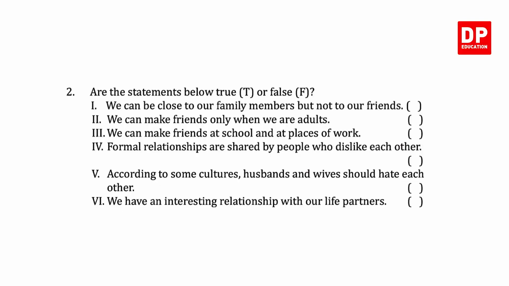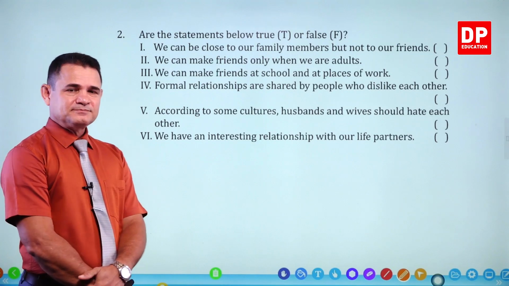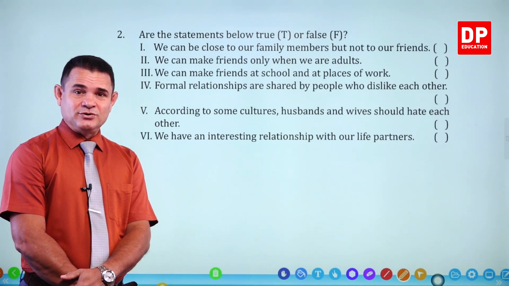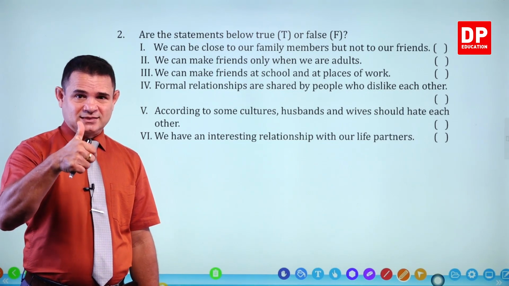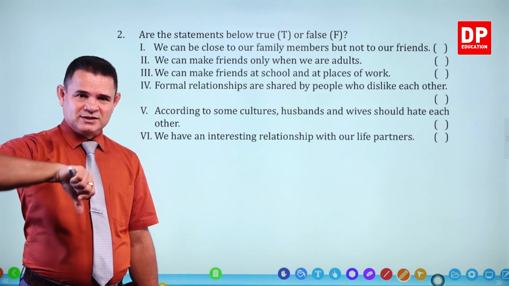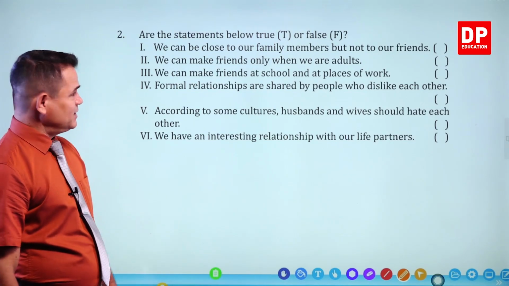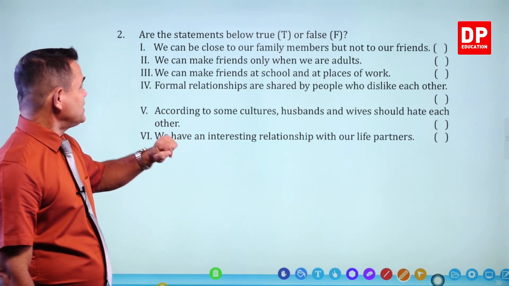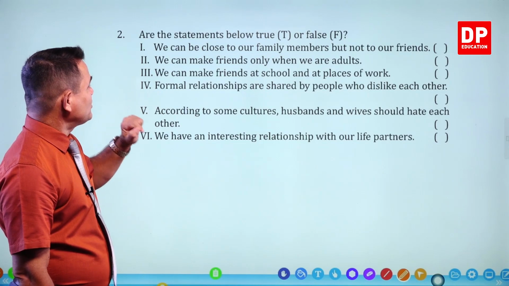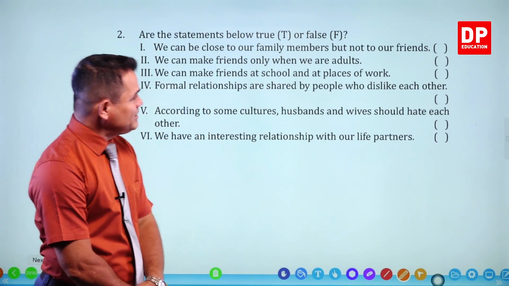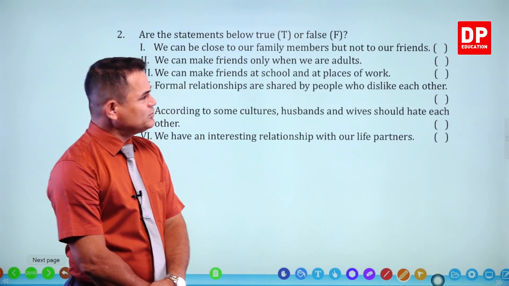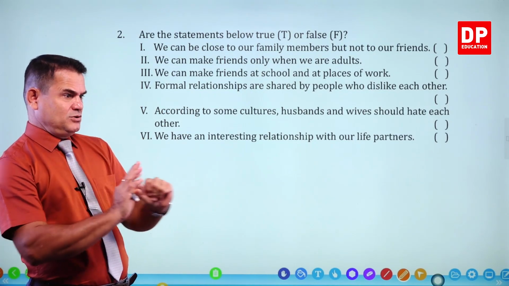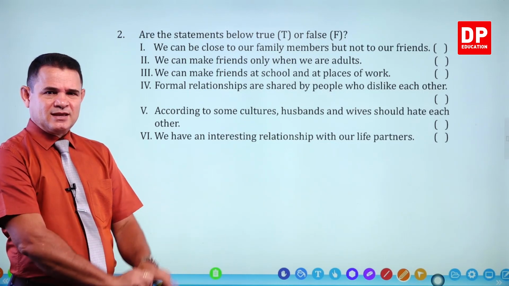Are the statements below true or false? මේවා true or false? Right or wrong? True means right, correct, ඇත්ත. False, බොරු, that's wrong. Let's see one by one. According to the essay you read, අපි කියවපු essay එකට අනුව, right? We can be close to our family members but not to our friends. Friends ලට close වෙන්නේ නැහැ.